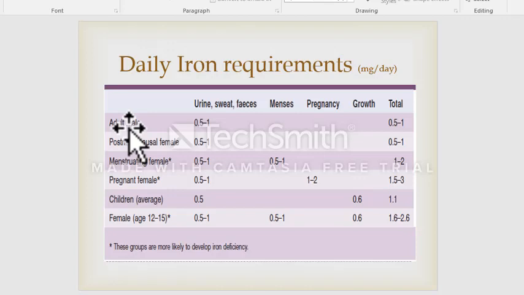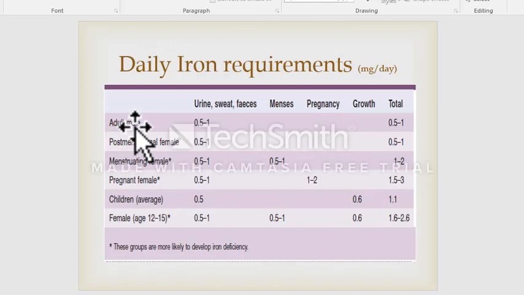Normally, adult males, postmenopausal females, menstruating females, pregnant females, children, and females of age 12 to 15 lose iron in milligram per day. Normally, all these individuals lose iron in urine, sweat, and feces, during menstruation, during pregnancy, and in growth, and this is basically the total loss of iron per day.